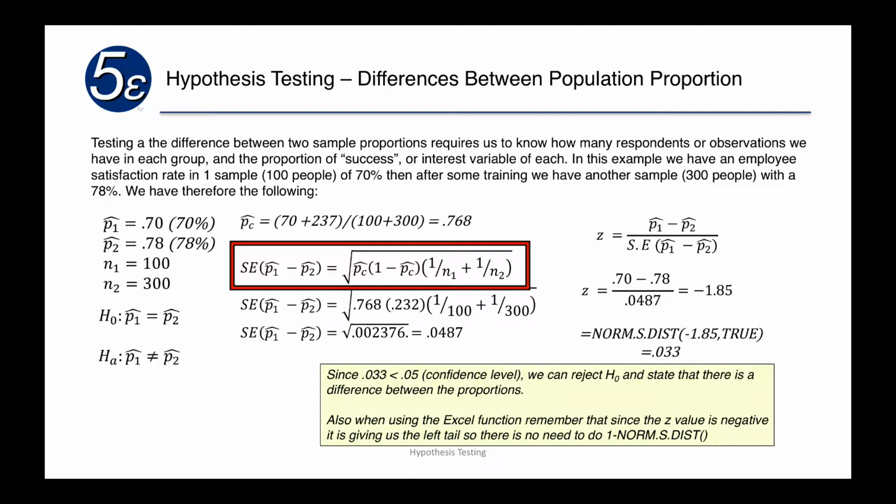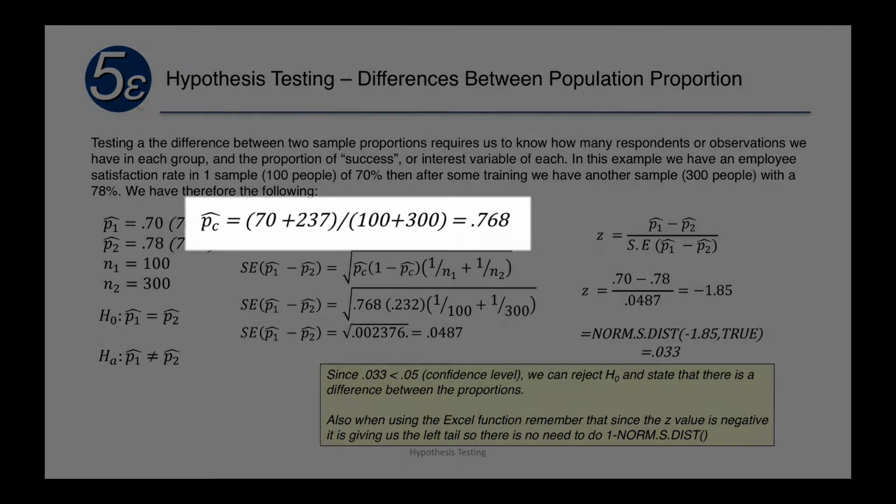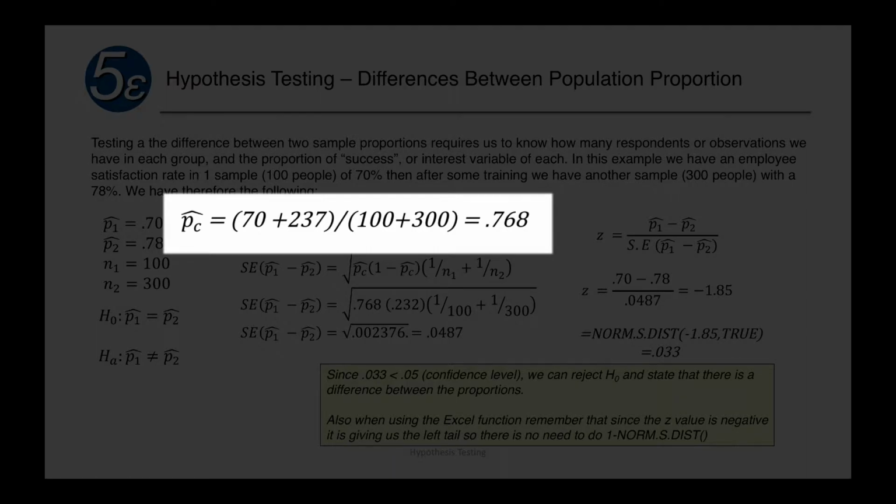The square root of the pooled proportion, which is denoted by PC. Now, how do we calculate this PC? It's equal to the pooled proportion. So we add up the successes of sample 1 and sample 2, which would be 70 and 237, and that would correspond to the 70% and 78% success in both samples, and we divide that by the total population that we have, which is sample 1 and sample 2, which is 400, and that would give us 0.768.